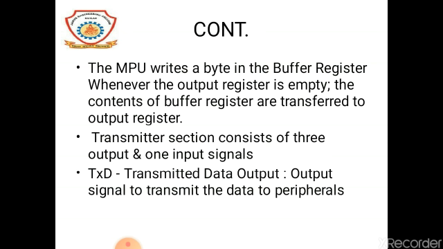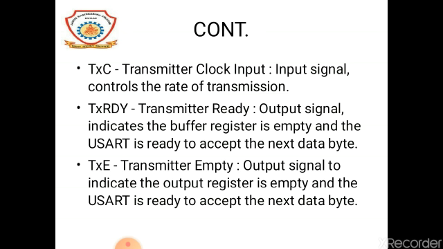The transmitter section consists of 3 output and 1 input signals. These are as follows: TXD, transmit data output. This is the output signal used to transmit the data to the peripheral. TXC, this is the transmitter clock input. This is the input signal and it controls the rate of transmission, means how much data is transmitted. So the rate of transmission will be controlled by this TXC signal.